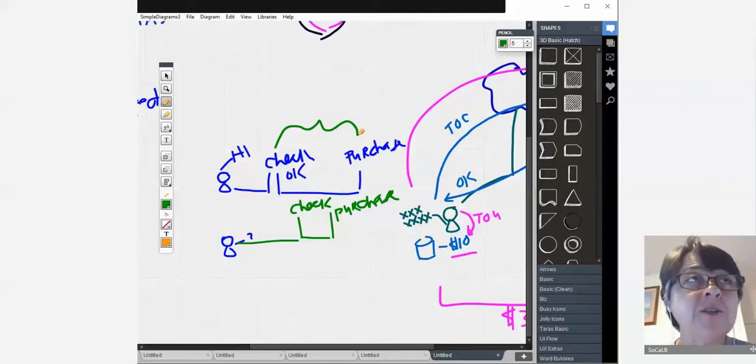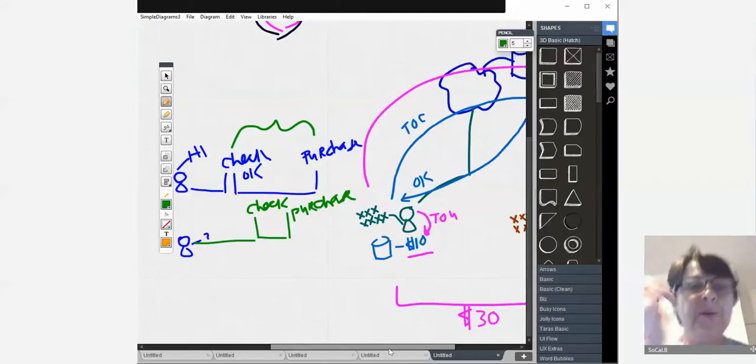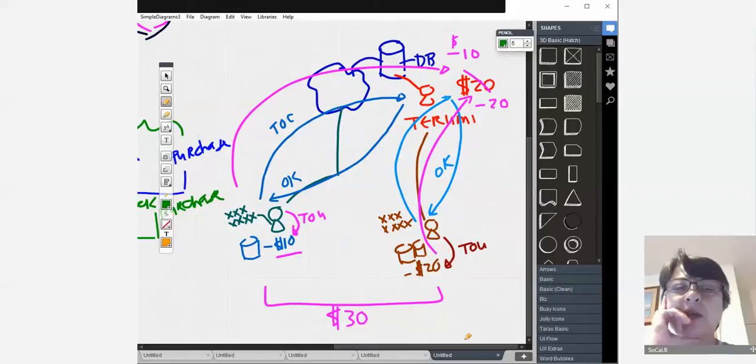Is this a race condition, or is this a time of check, time of use example? Which one is it? It could very well be a test question, guys. So what do you think this is? Is this a time of check, time of use attack, or is this a race condition attack? Yeah, Christopher. Time of check, time of use. Anybody else? Everybody else agrees with Christopher?